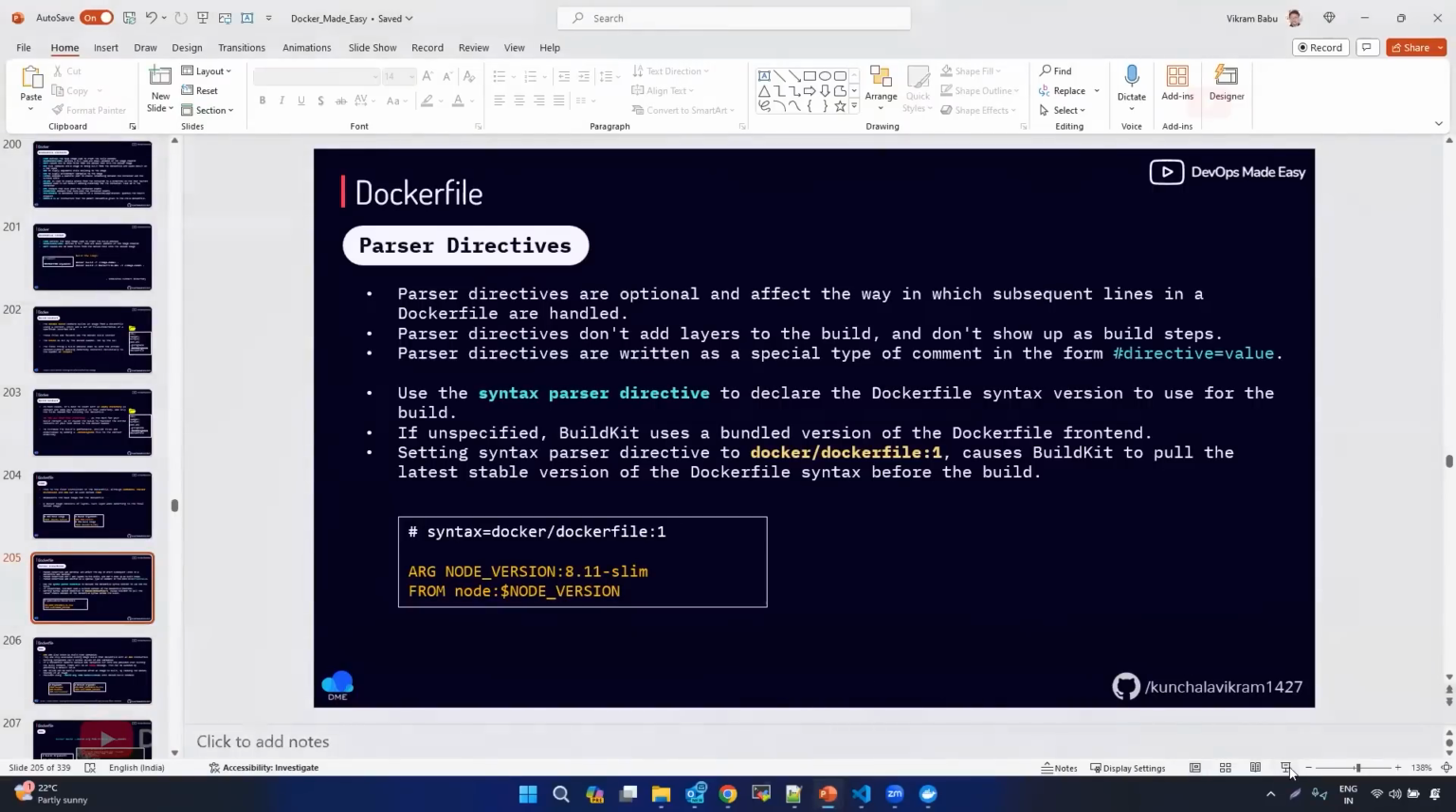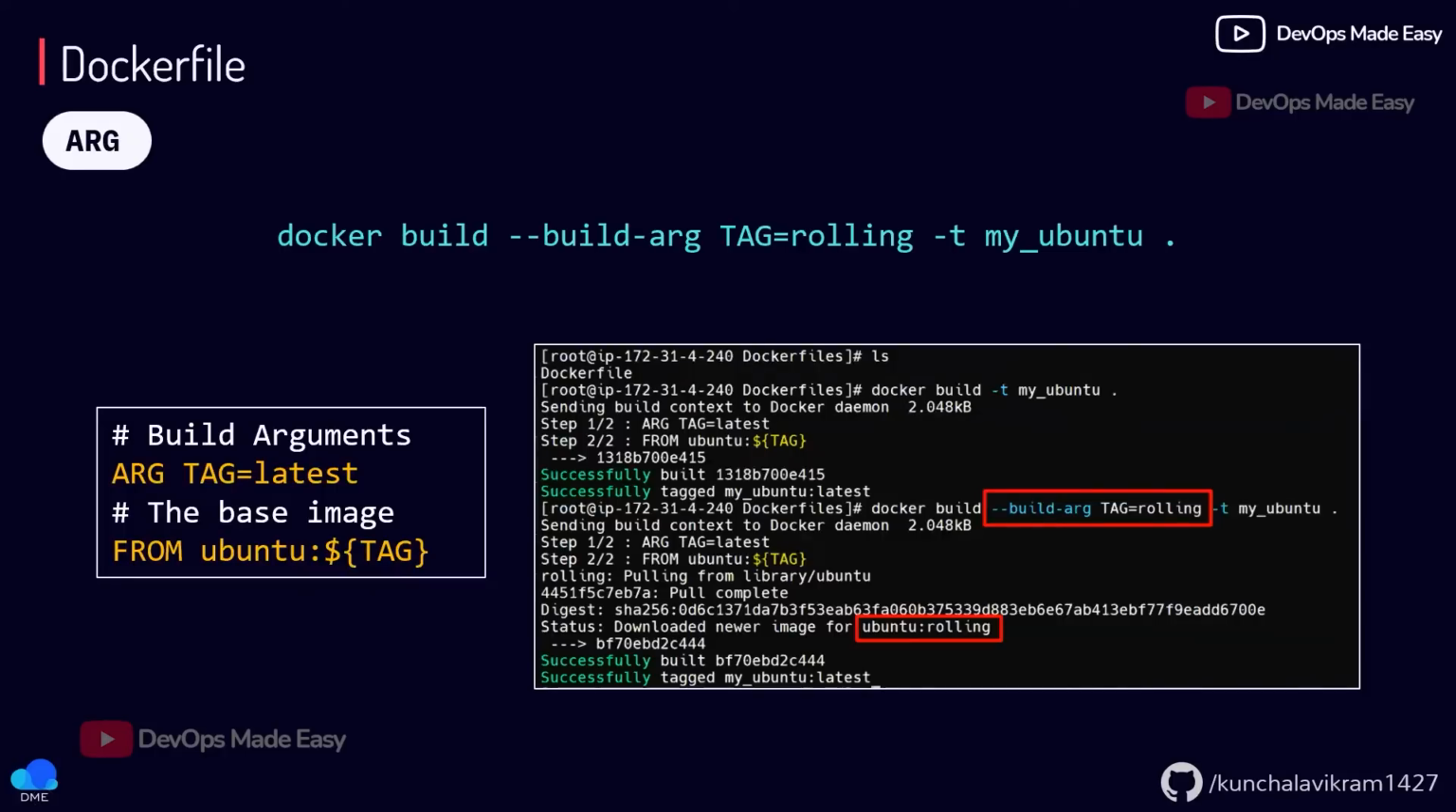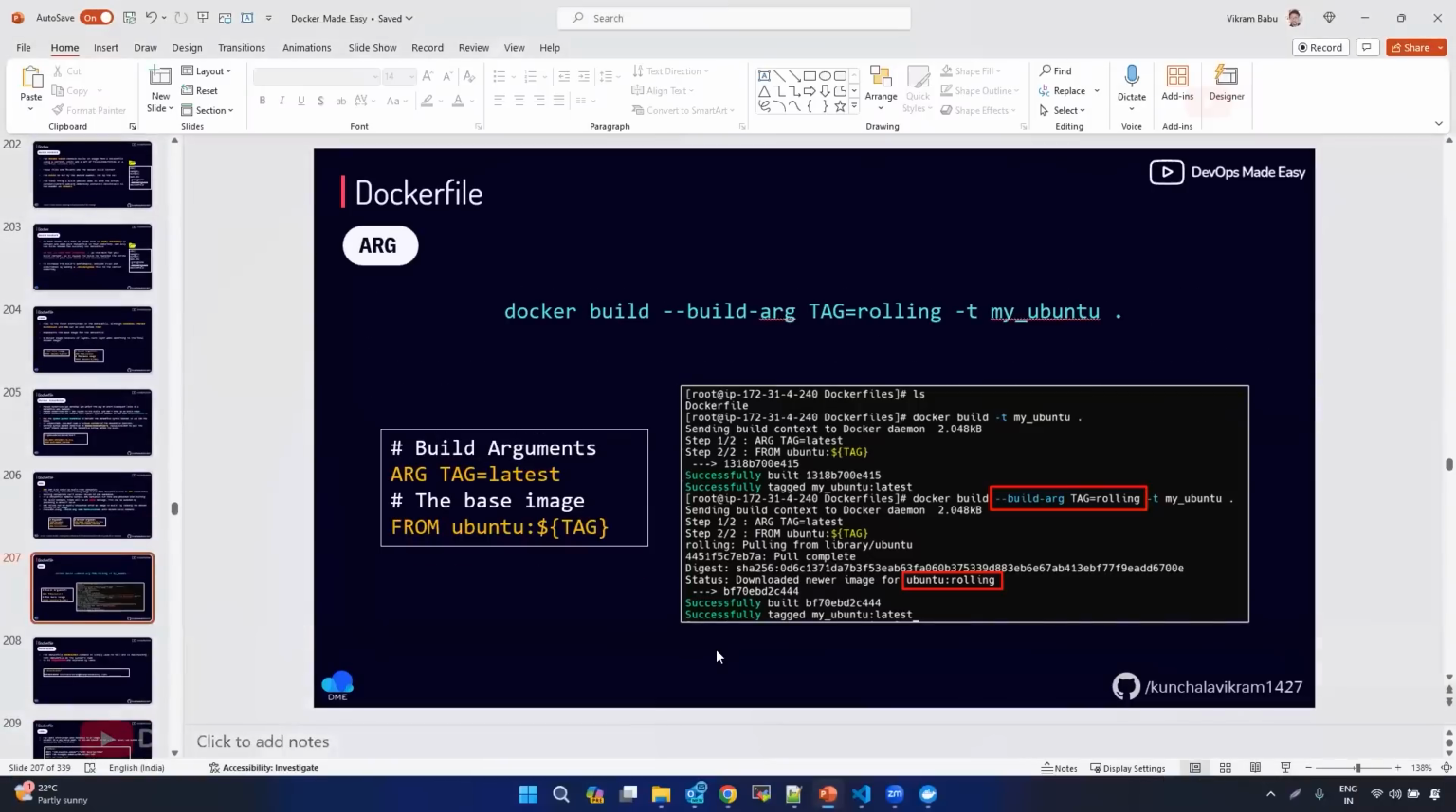How come the size is 128 MB, Vikram, now? Because it is the slim version. The tag has changed. In Docker Hub, it shows 48 only, right? No, see, that is the compressed image. Once you pull it, it will change.